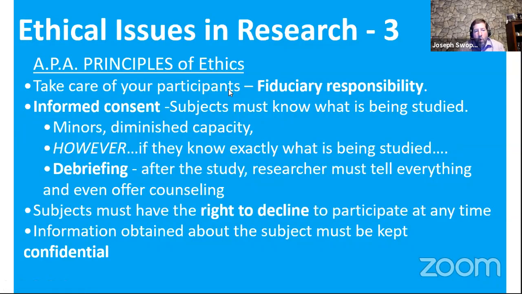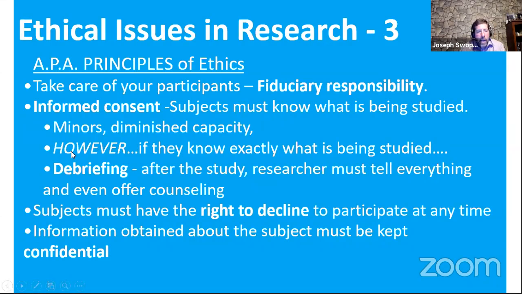The second bullet point is informed consent. And this is probably the most important one you'd want to remember and weave into any FRQ that asks you about research ethics. Subjects must know what's being studied. That includes minors, because oftentimes a child might not understand the information enough. Folks with diminished capacity, think of someone with Alzheimer's. We'd want to do an experiment on Alzheimer's, but are they able to comprehend the risks? So we want to tell them as much as we can.